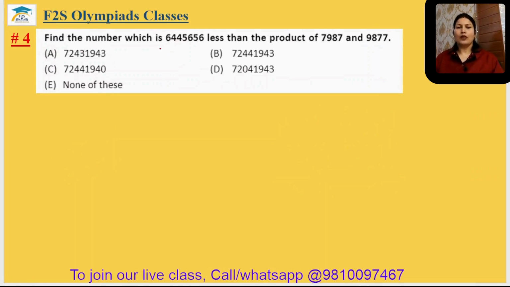Question number 4. Find the number which is this less than the product of this and this. So first we have to find the product of these two. 9877 multiply by 7987. Here I will multiply it conventionally. I will start from the ones place digit.